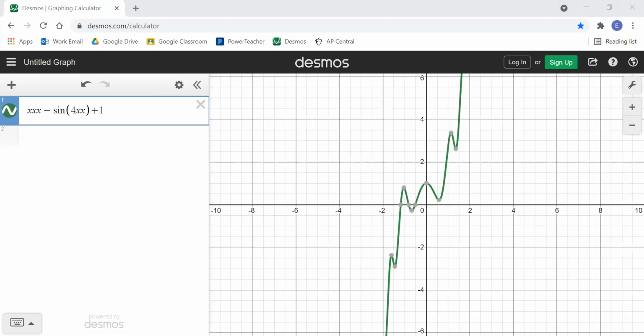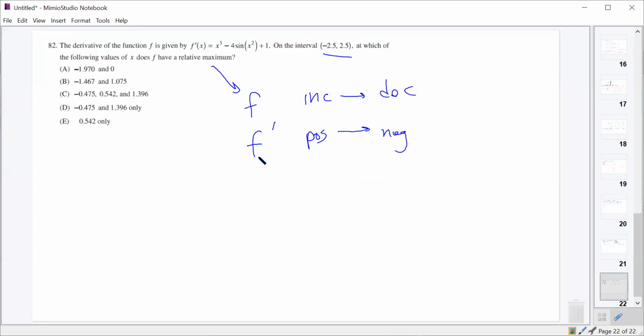Why is my Desmos not showing up? There we go. So negative 2.5 to 2.5. F prime is going from positive to negative at this point, negative 0.817. And so that's where we'll have a relative max for f, which, that's not the value. Cool. Did I type that in wrong?